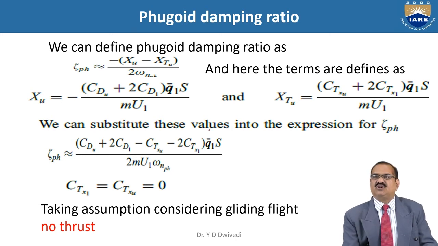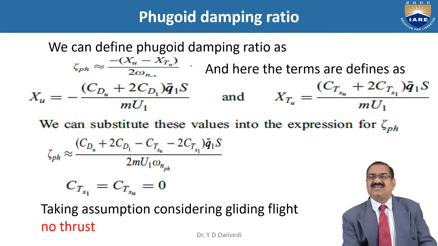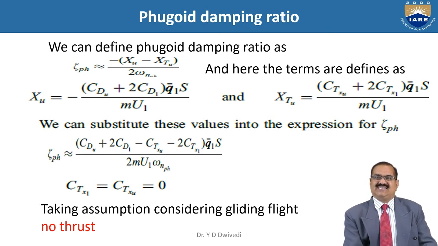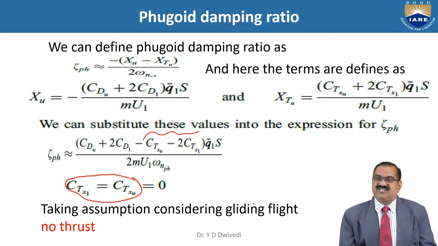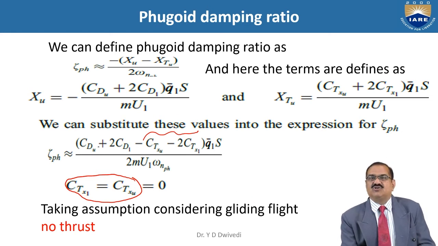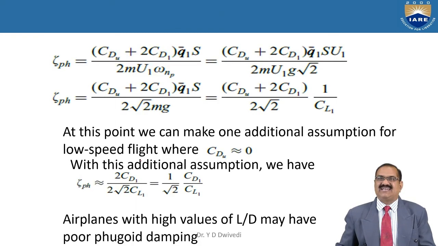So we can substitute these values into these equations. We will get zeta_ph equal to (C_Du plus 2 C_D1 minus C_TXu minus 2 C_TX1) Q1S. If we assume all the thrust components are 0, taking the assumption that the aircraft is gliding, there is no thrust, the engine has failed, in this condition these parameters will be 0. So you will get only C_Du plus 2 C_D1 divided by 2m. This you will get here.